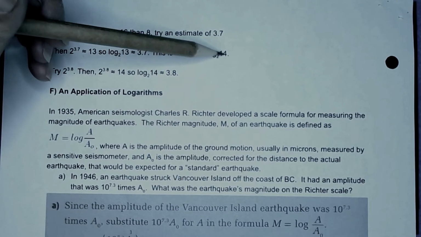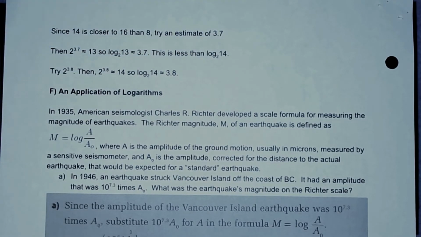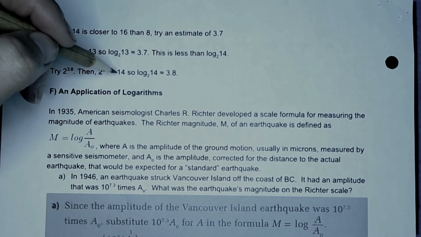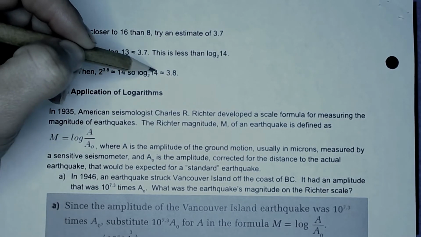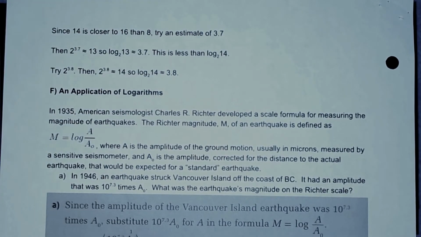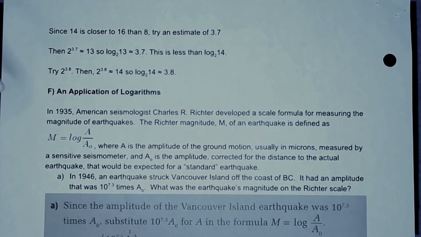That's less than log 2 14. So you try 3.8, and that gives us approximately 14 with some decimal places. So we would say that log 2 14 is approximately 3.8. You can always check this with your calculator as well.